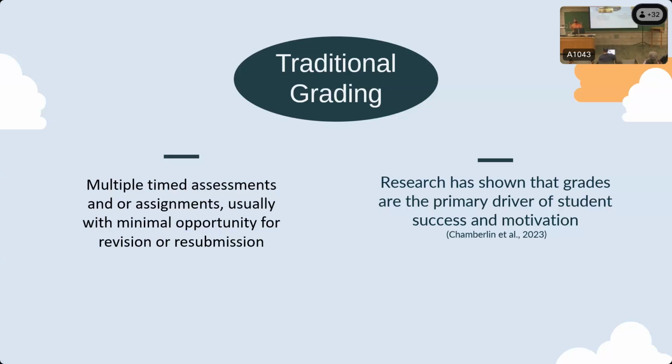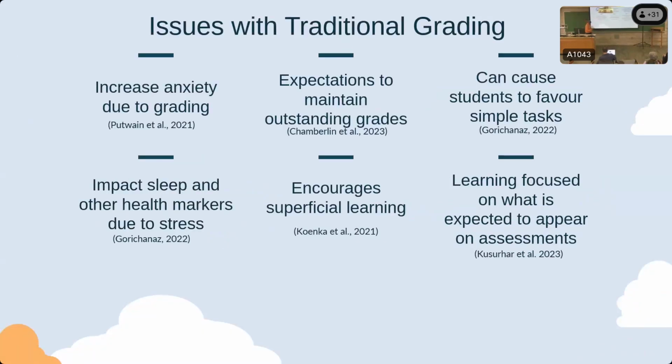So traditional grading is what we're sort of all used to, and what we've been in school for a while. This is how we've been graded: multiple timed assessments and/or assignments that have a grade at the end, usually with minimal opportunity for revision and resubmission, and all of those grades get added up in some mathematical average to give you your mark at the end. The research is conclusive that in classes like this, grades are the primary driver of student motivation, right? And I've given you Chamberlain, but there's many other authors who've said the same thing. And Hannah recognized this in herself coming into my course.